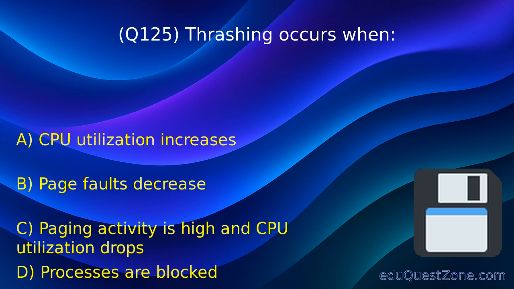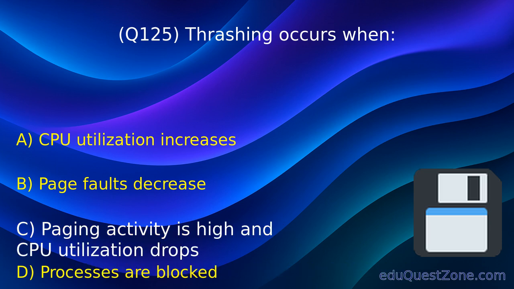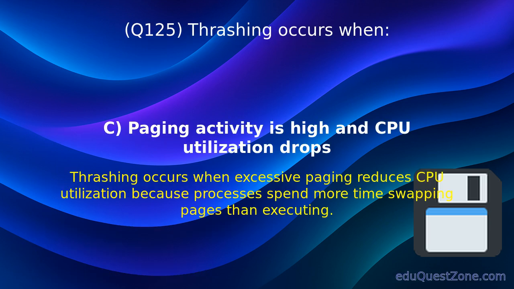Question number 125. Thrashing occurs when. Option C, paging activity is high and CPU utilization drops. Thrashing means too much paging leading to reduced CPU performance.